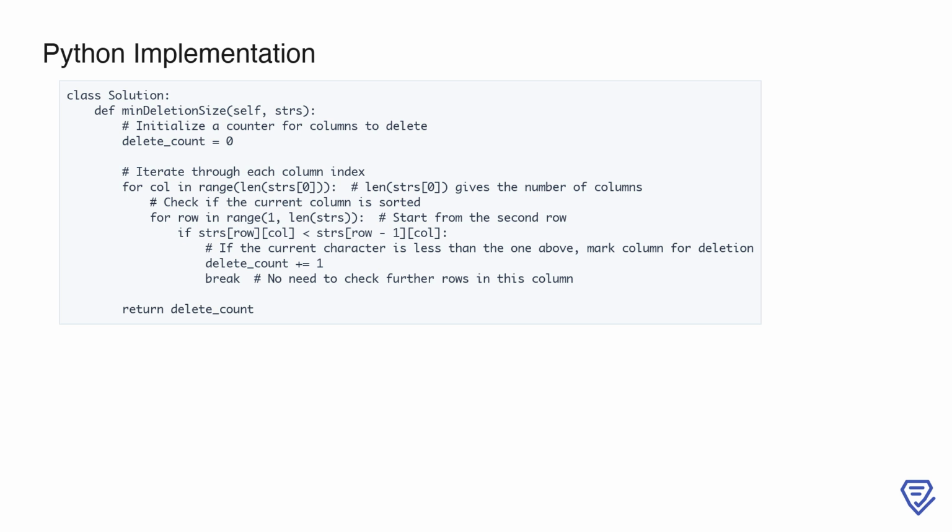Complexity. Time complexity. The algorithm runs in O(n*m), where n is the number of rows and m is the number of columns. This is because we iterate through all columns and, for each column, we potentially check all rows. Space complexity. The space complexity is O(1), as no additional data structures are used. This concise and efficient approach ensures correctness while handling edge cases, such as when strs contains only one row or when all columns are already sorted.